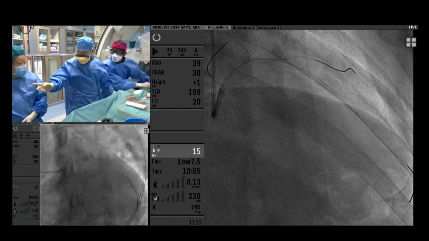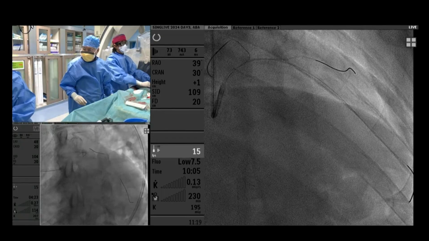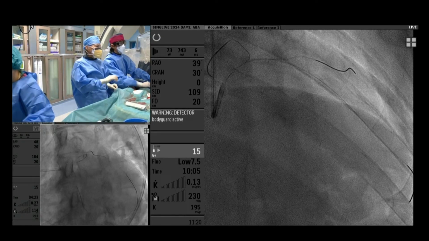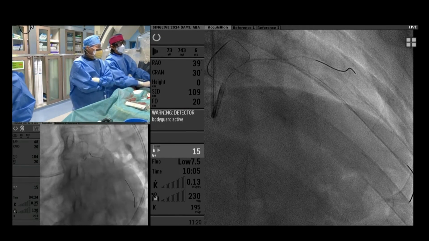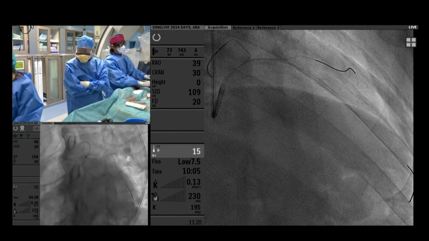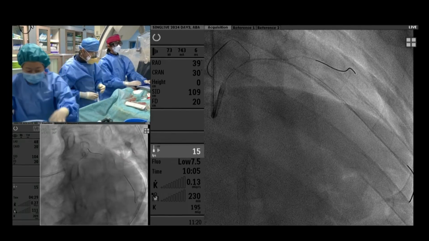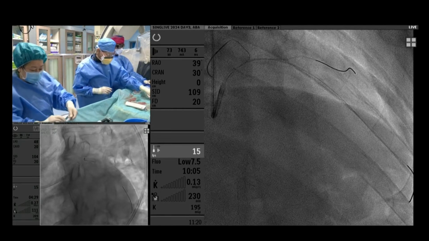I just want to ask a question. Do you think the guide extension will help to facilitate this stent placement, given the age of the patient and the diffuse disease nature of the LAD? Yep, so there's a question regarding whether we should use a guide extension catheter. Ronald, good question. Aisha, what do you think?